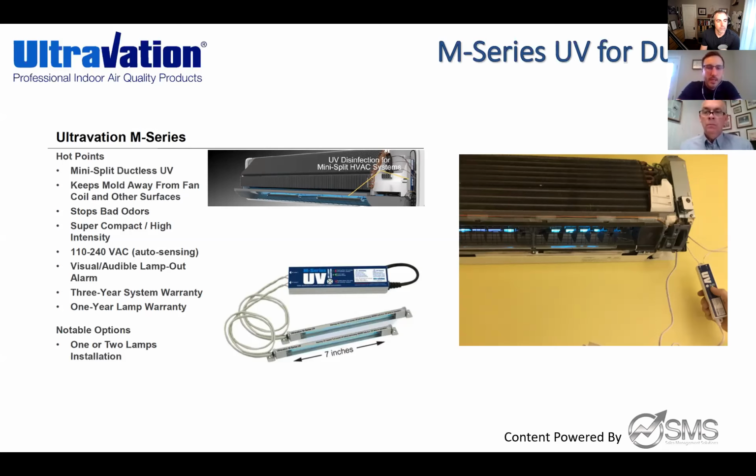It comes with two 7-inch UV lamps, and it does keep mold away from the fan, coil, and other surfaces. You can mount that over the blower wheel or on the coils, depending on your preference. You do have the option to add 1 or 2 lamps on your installation, depending on the room of the mini split. If you don't have the room to add 2, you can just put 1 in there if you want. It has a 3-year system warranty and a 1-year lamp life warranty. If you're doing your annual maintenance on your mini splits, just pull out the lamp and replace it each year.